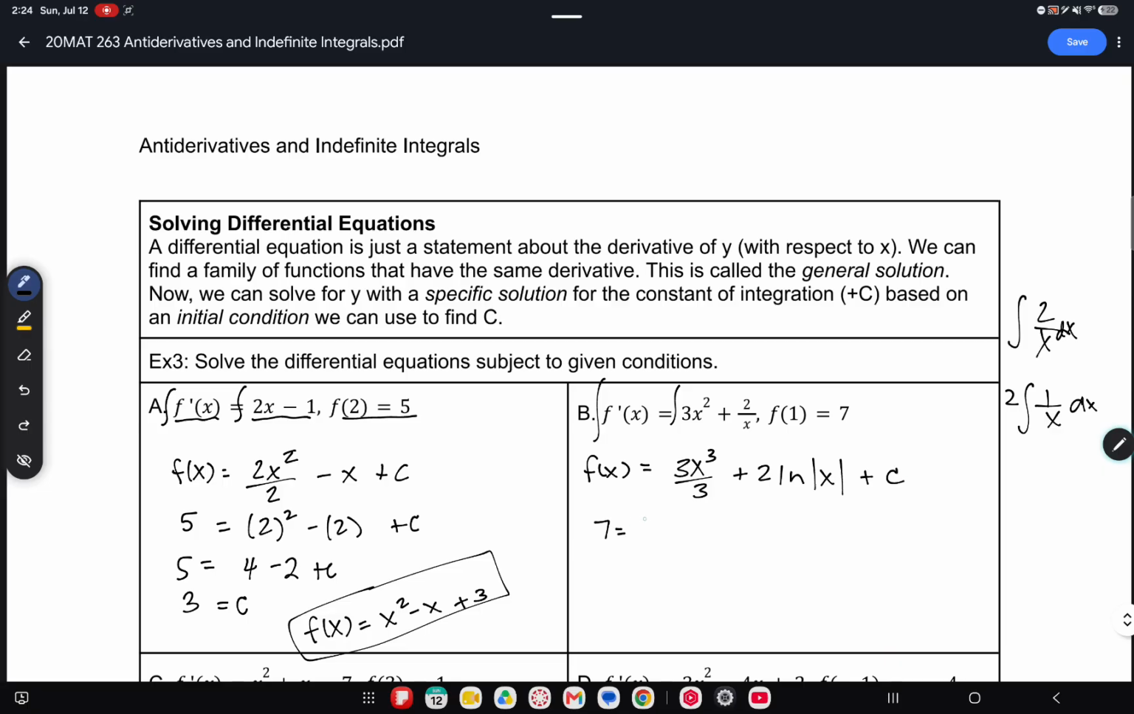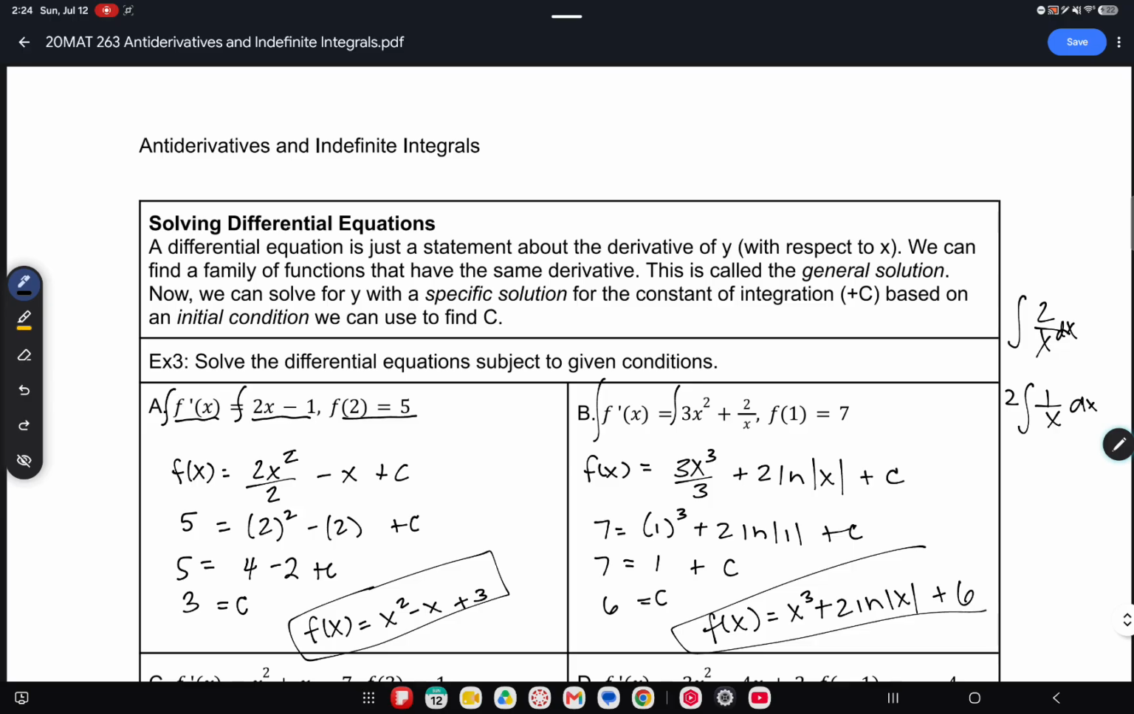And then we know our function is 7 when our x value is 1. We get 1, natural log of 1 is 0, so then c is going to be 6. So my original function, or my specific solution for this scenario, is x cubed plus 2 natural log of absolute value x plus 6.